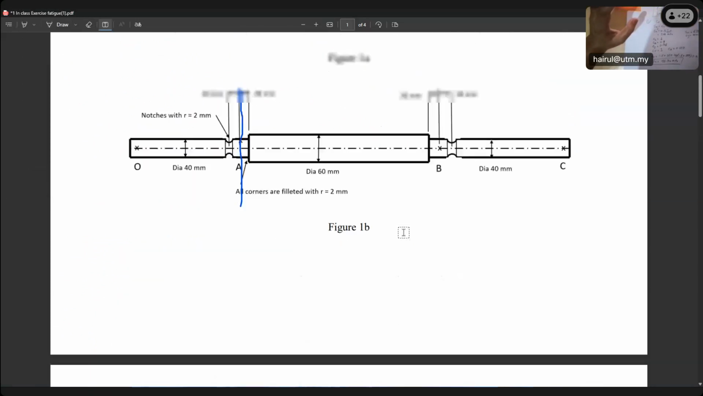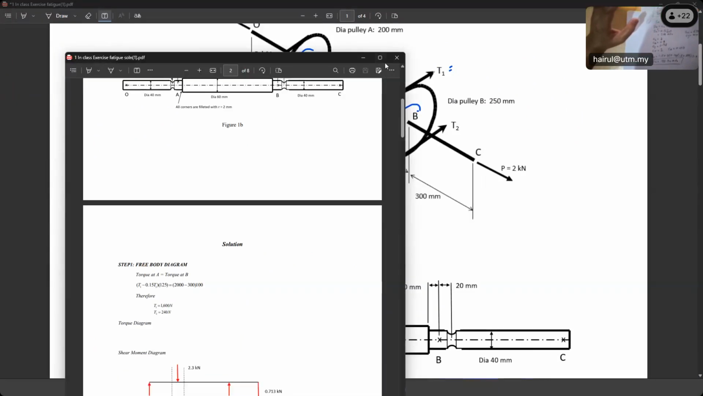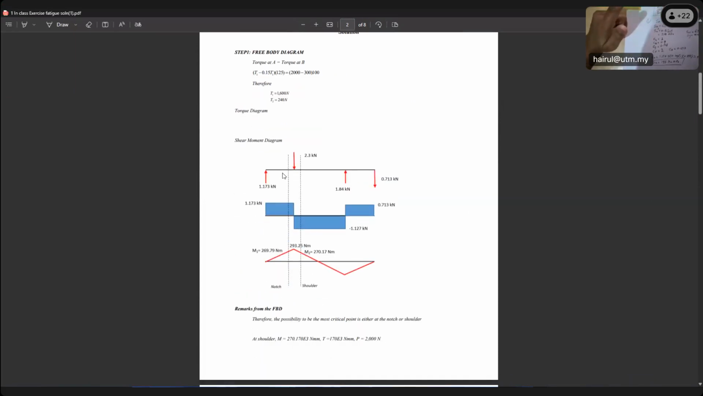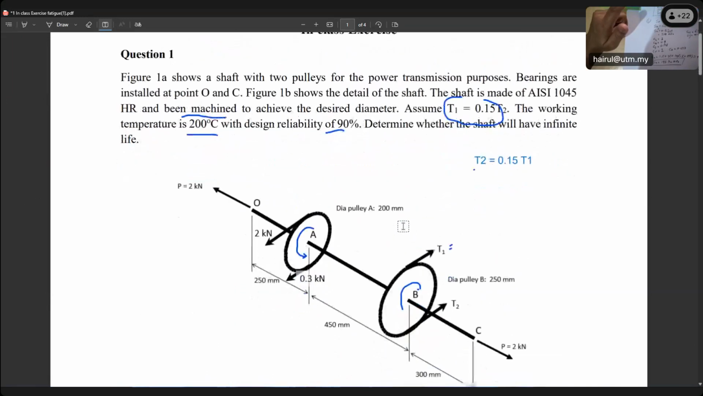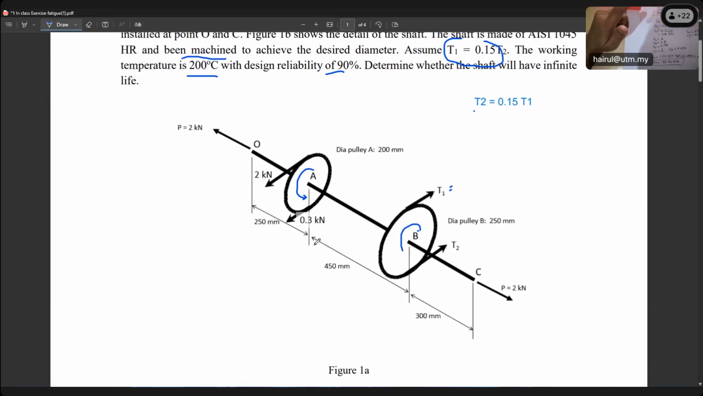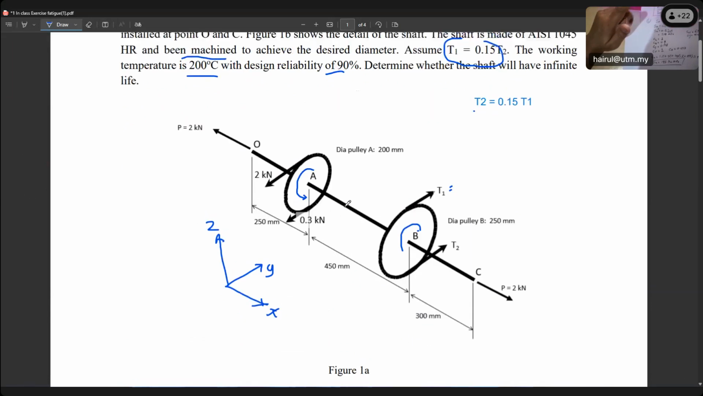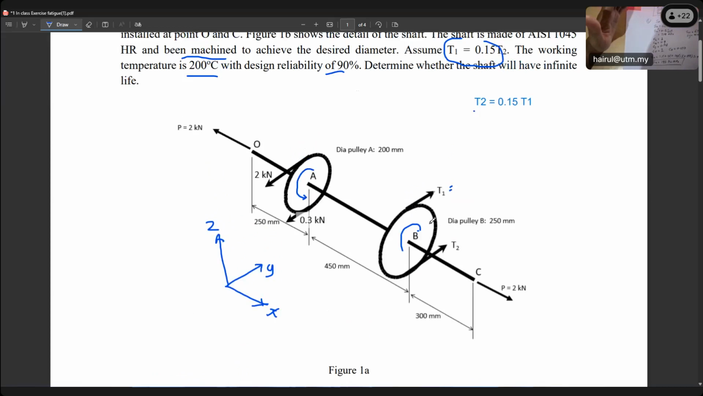That's why in the solution, let me maximize this, they already construct the shear diagram. I believe you can do this one because we only have, since the axis is just like this, they didn't put the axis, but actually let's say this is X and this is Y. This is the X axis, this is the Y axis, and up is the Z axis. So what plane is our shear diagram? Do we have the exact axis, class? No, and everything is in XY.